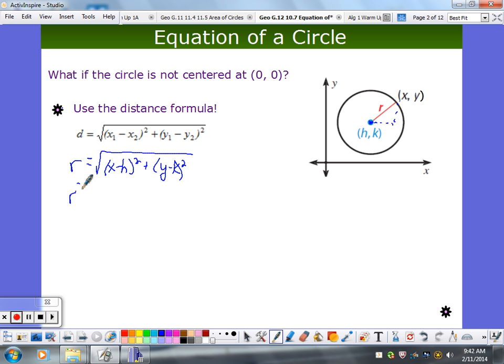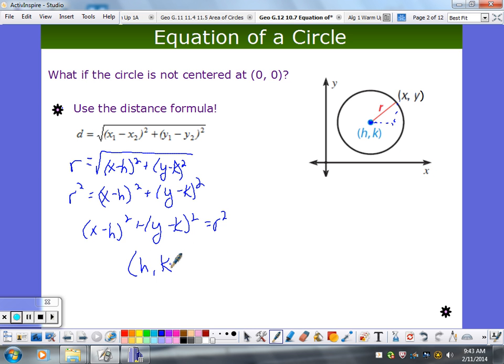And if I square this whole thing to get rid of the square root symbol, and I'll just turn it around a little bit. X minus h squared plus y minus k squared equals r squared. And it works for point 0, 0. If h is 0 and k is 0, we get back to x squared plus y squared is r squared. So what do you have to remember? h, k is your center. X minus h squared plus y minus k squared equals r squared.